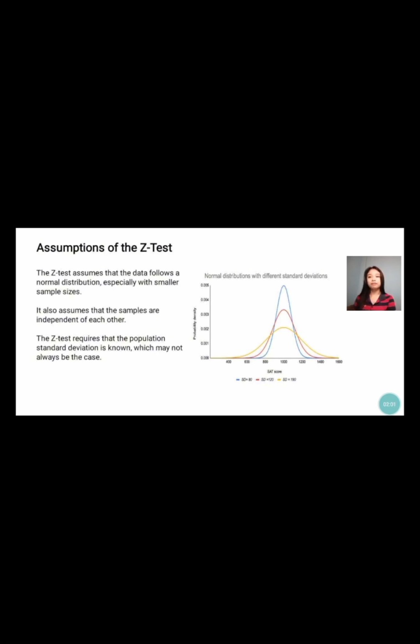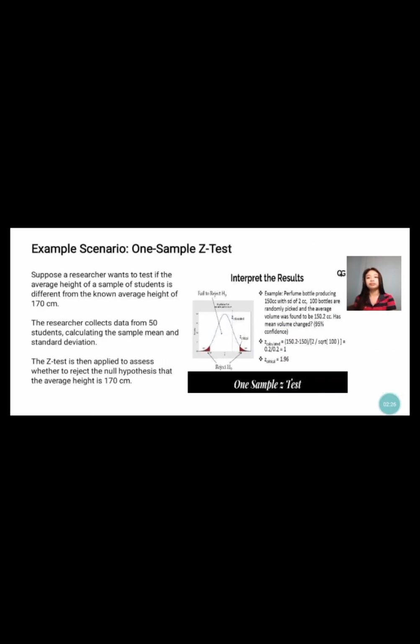Assumptions of the z-test. The z-test assumes that the data follows a normal distribution, especially with smaller sample sizes. It also assumes that the samples are independent of each other. The z-test requires that the population standard deviation is known, which may not always be the case.